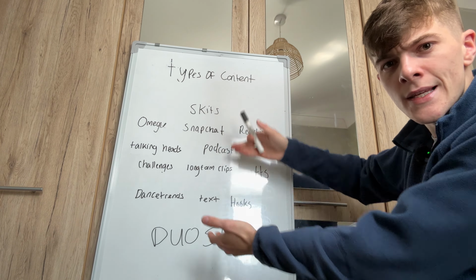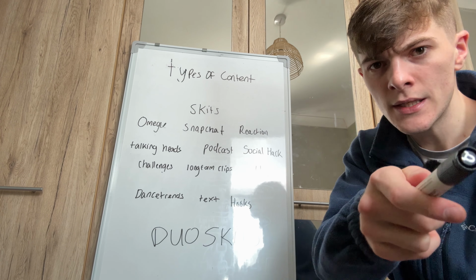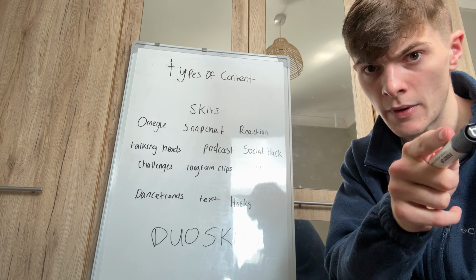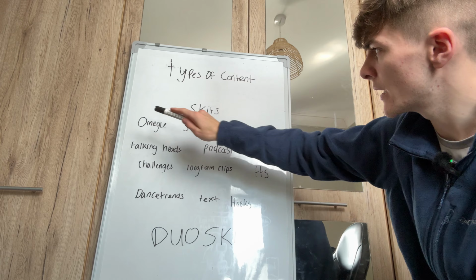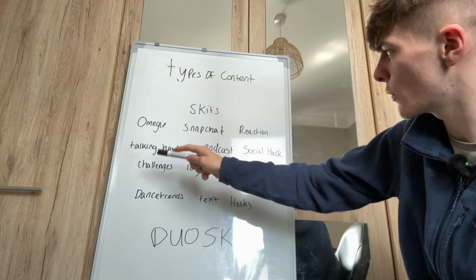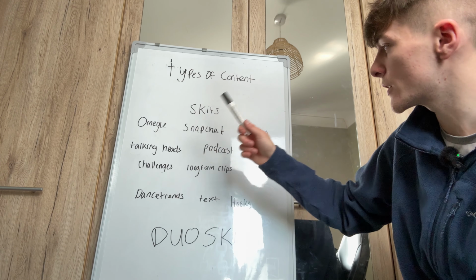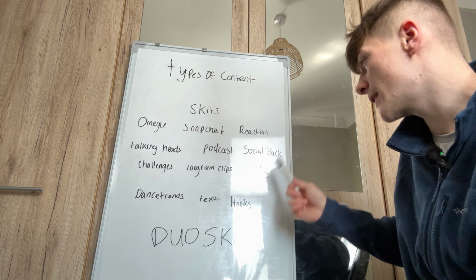So what are these on my lovely whiteboard here? These are types of video that you can make for your Instagram. So skits, Omegle, Snapchat, reaction, token ends, podcast, social hack, challenges, long form clips, text to speech, dance trends, text hooks, duo skits. I'm going to go over what these actually are and explain them.